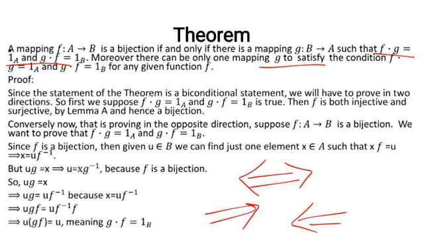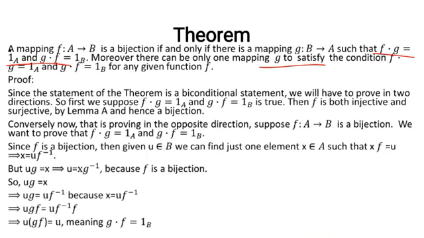So let's see what I started with so that we can stick to the notes. Whichever one you decide to prove first is okay by me. So since the statement of the theorem is biconditional, we will have to prove in two directions. So first, we will assume that the composition mappings hold.